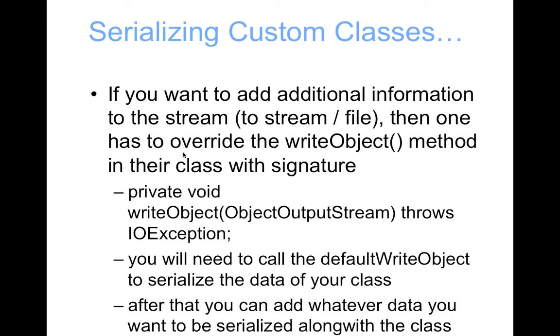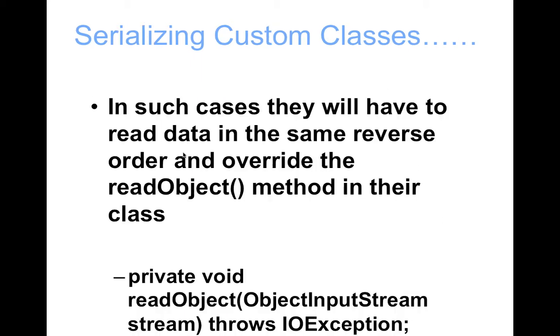Then serializing custom classes. This is where we were, right? If you want to add additional information to the stream, then one has to override the writeObject method in their class with a signature like this: a private void writeObject method. You will need to call the default writeObject method to serialize the data of your class, and after that you can add whatever data you want to serialize along with the class.